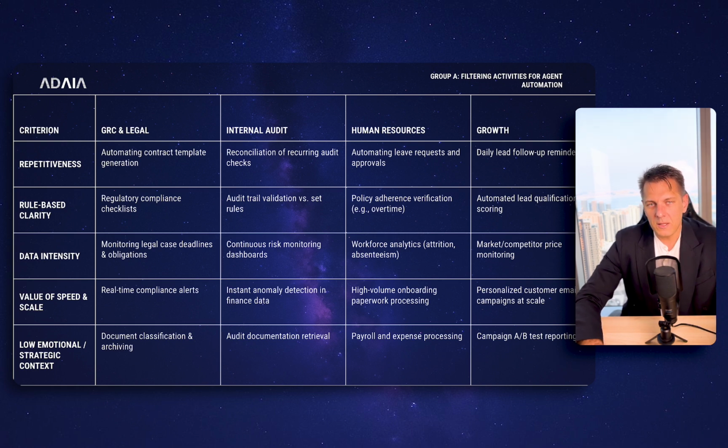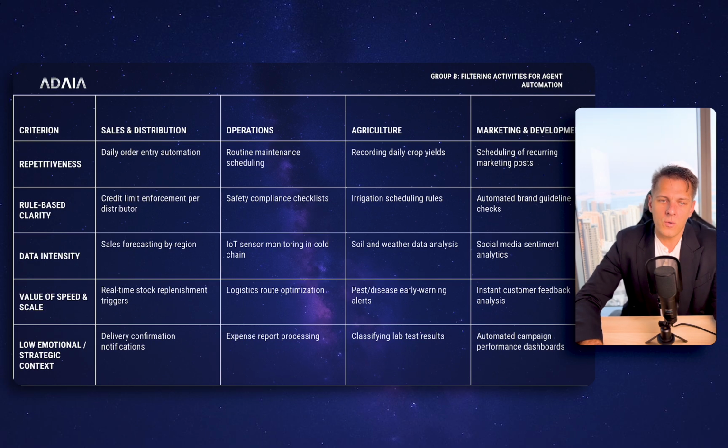So when we typically do the workshops with companies, we go through every department. As you can see here, we are covering GRC and legal, internal audit, human resources, growth. We then go into the use cases within sales and distribution. Sales is one of my favorite areas. I just naturally love sales and marketing. Operations, agriculture. This one was based on the agriculture company example. Marketing and development. And every single department in the company.